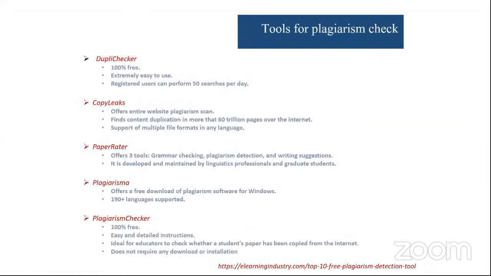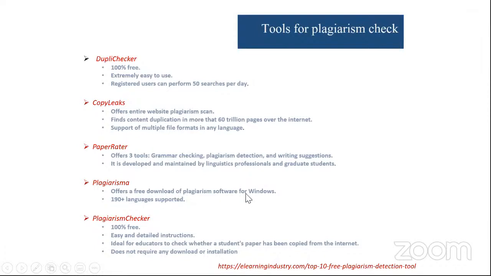Let's see the list of the tools which are available for plagiarism. Dupli Checker, it's 100% free. Extremely easy to use. You can perform so many searches per day. Copyleaks offers an entire website plagiarism scan. You can scan so many pages. Paper Rater offers 3 tools. It can check your grammar, plagiarism detection, writing suggestions, and so on and so forth.